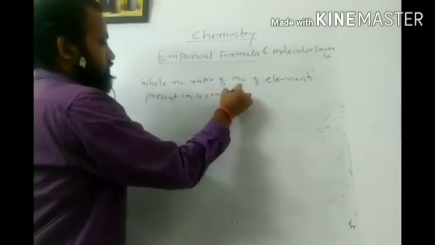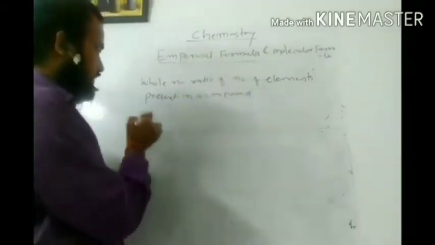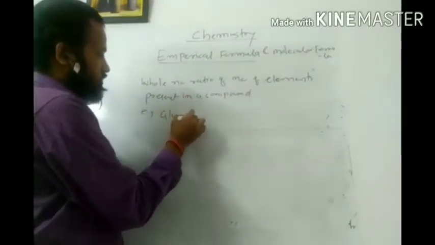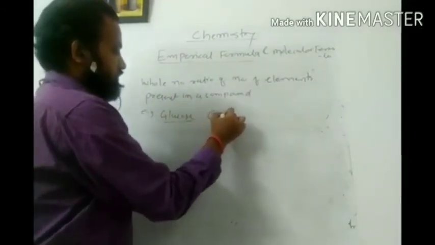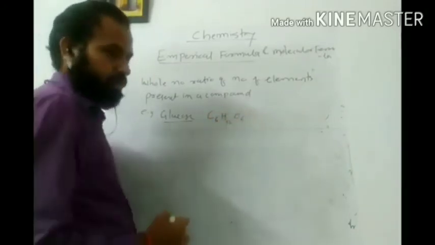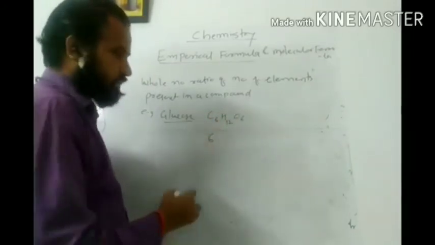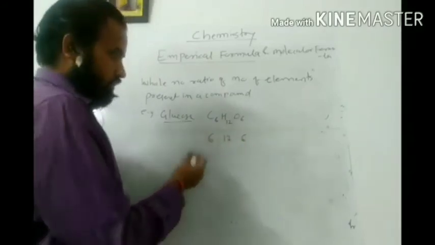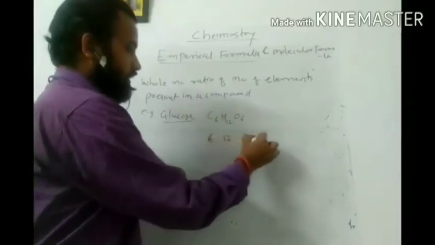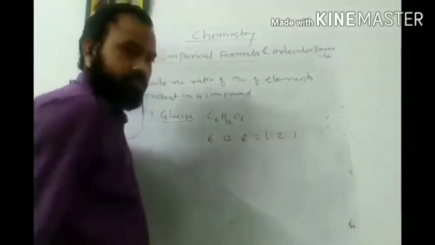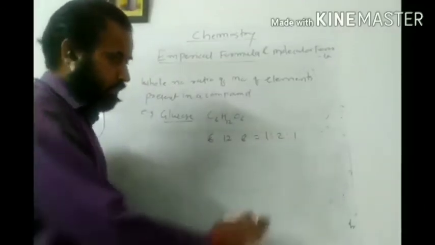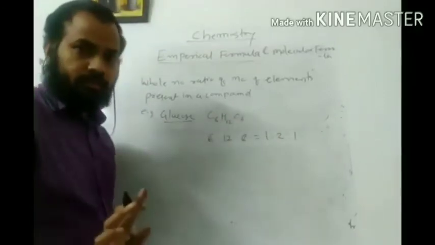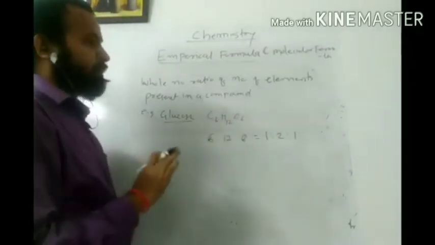I will give you an example. Let us say glucose. The formula is C6H12O6. If we see here, 6 atoms of carbon are there, 12 atoms of hydrogen are there, and 6 atoms of oxygen. If I simplify it, what I will get, 1:2:1. What it indicates, this is nothing but the whole number ratio of the elements present in this compound, isn't it? So in this way you can write down the empirical formula.